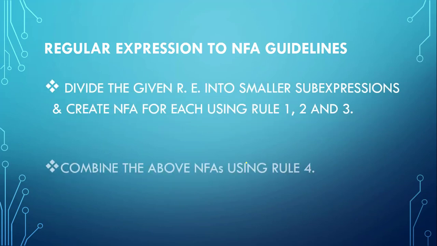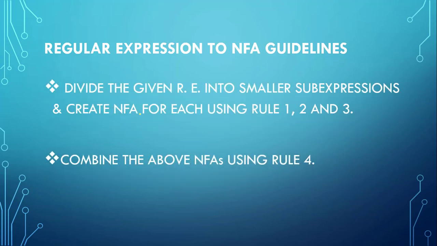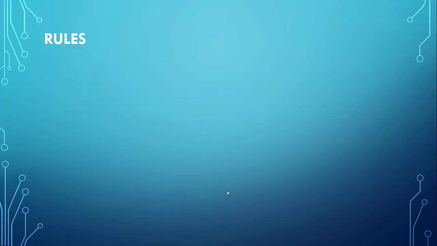There are two guidelines that we need to follow. The first guideline is about dividing a given regular expression into smaller sub-expressions to create an NFA for each sub-expression using rule number 1, 2 and 3. Then combine the above NFAs using rule number 4. Let us see what these three rules are all about and then understand rule number 4 about combining these three rules.